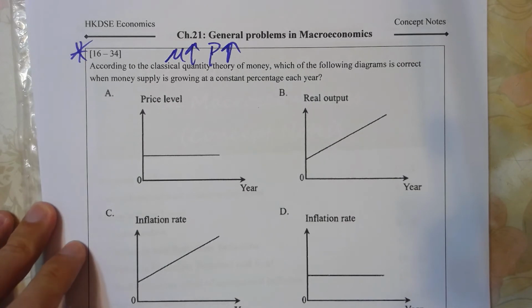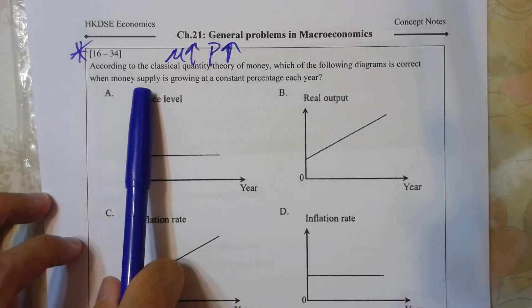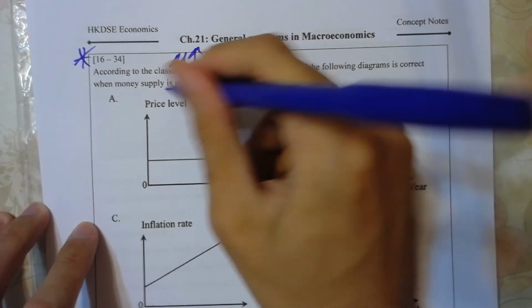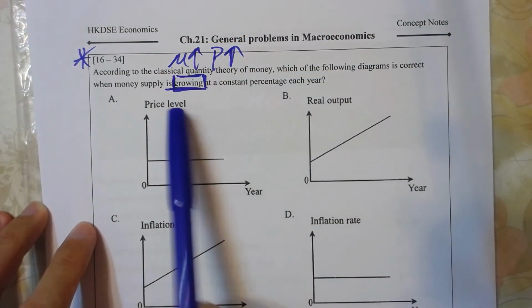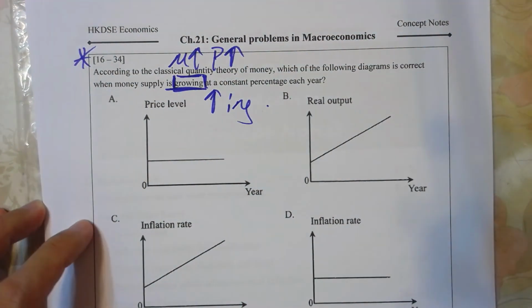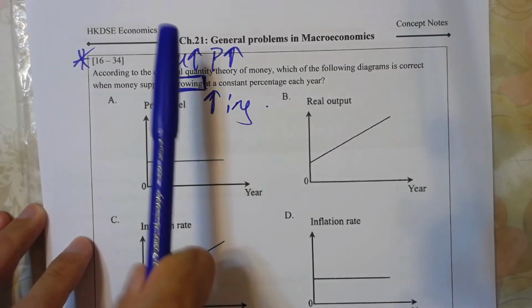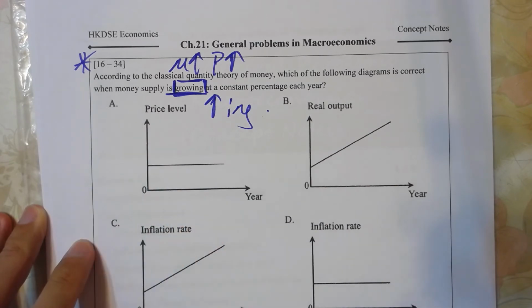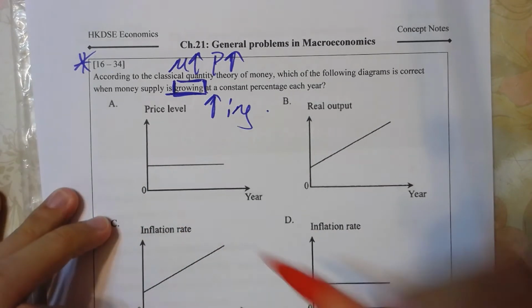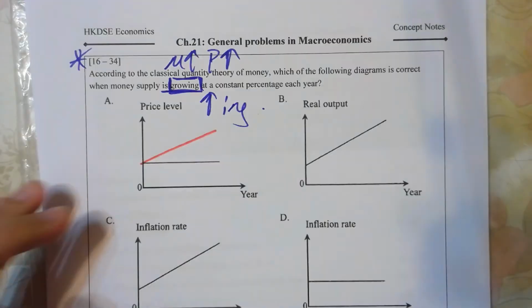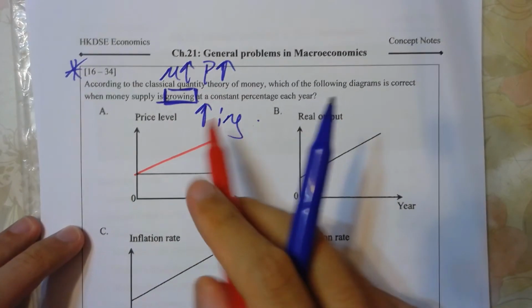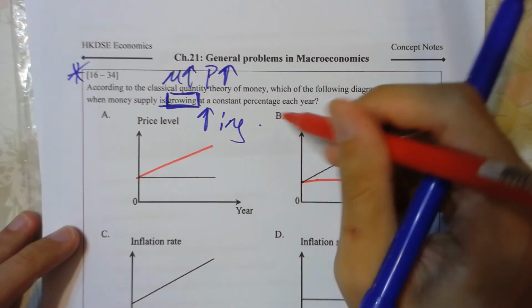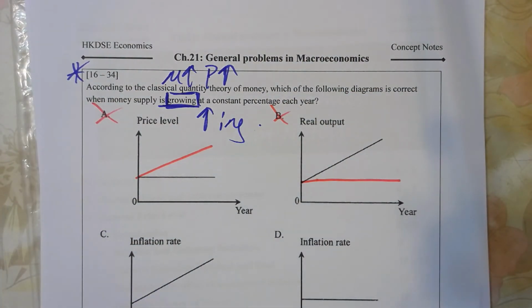Right? Which of the following diagrams is correct? When money supply is growing at a constant percentage each year. Now remember, it's talking about growing. Each year is increasing. Okay, so money supply going up, then price level should go up. Therefore, this A is incorrect because the correct answer should be this one, the red line. Okay, now B, we know classical real output should be like this. Right? So, wrong, wrong. Now, the difficult part is C or D.